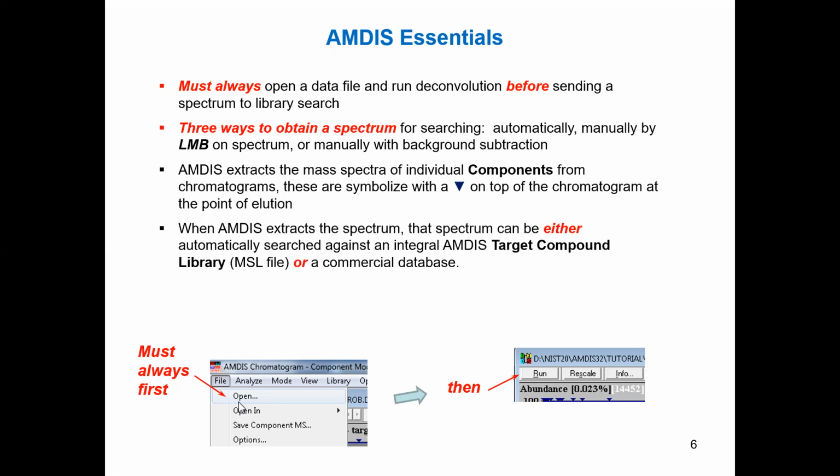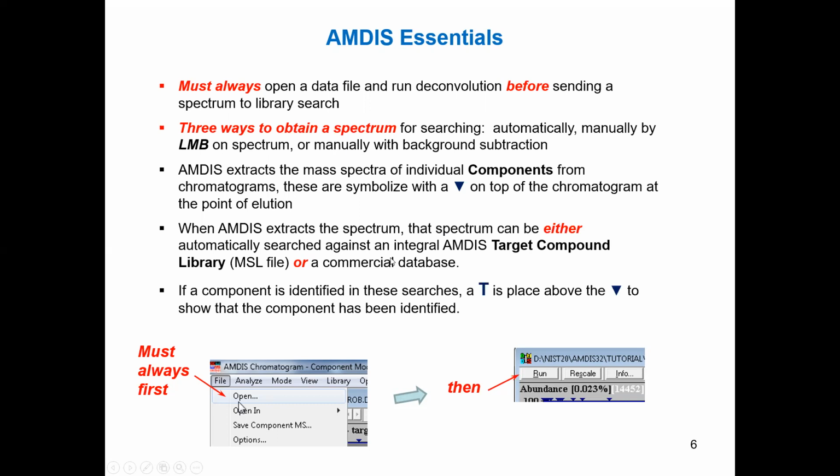When AMDIS extracts the spectrum, that spectrum can either be automatically searched against an internal, that should be internal, not integral, AMDIS target compound library, or a commercial database. You can do it internally or externally, whatever one you want to do. But internally, it doesn't show you the structures. Externally, it goes to the NIST and you have all your structure display like normal.